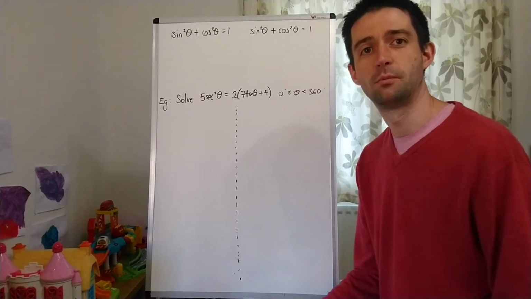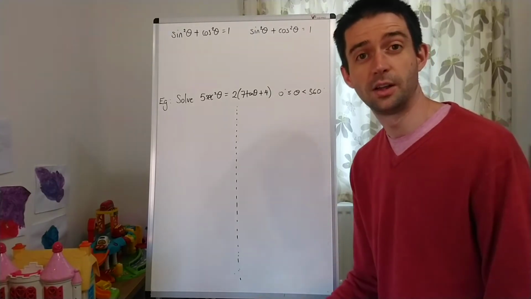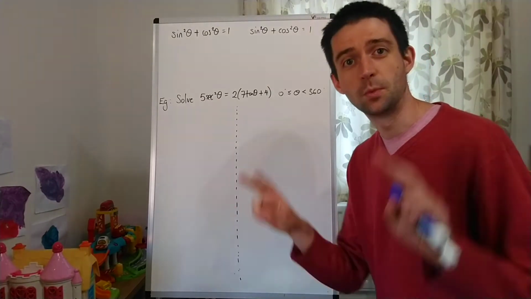This is part 2 of the lesson on using identities to solve reciprocal trig equations, and in this video I'm going to take you through an example using the Pythagorean identities, which I call squaredy swappies.